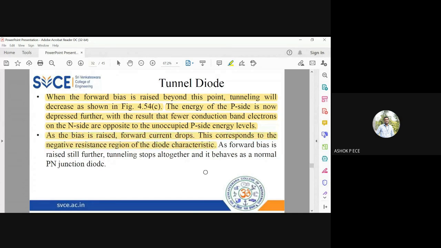I again say, negative resistance region is interpreted usually as: as you increase voltage, current will increase. But in negative resistance, instead of increasing, the current will decrease. So instead of increasing, the current will decrease in the negative resistance region.